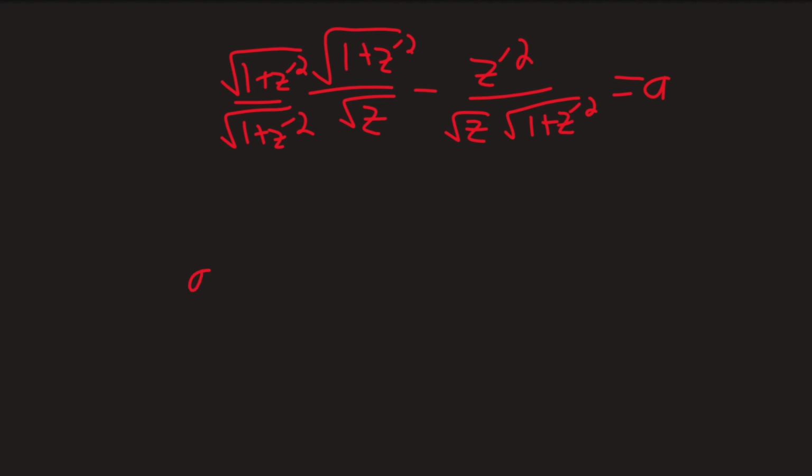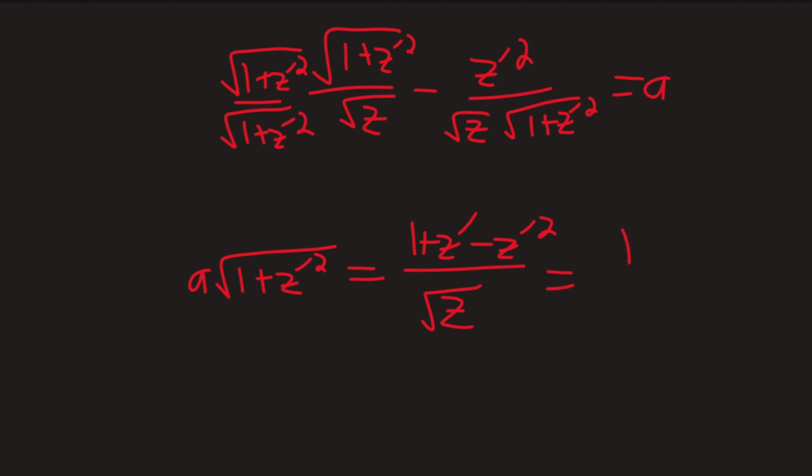You'll see. So a times the square root of 1 plus z prime squared is equal to, well, what is that equal to? This is all over the square root of z. But we have 1 plus z prime squared minus z prime squared, and that right there is just 1 over the square root of z. This simplifies a whole lot, which is really nice.